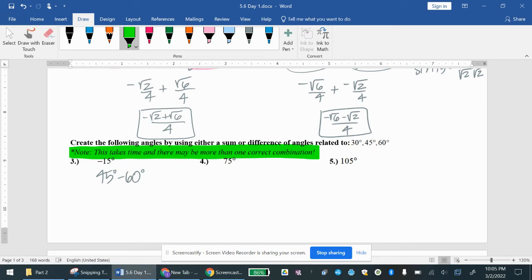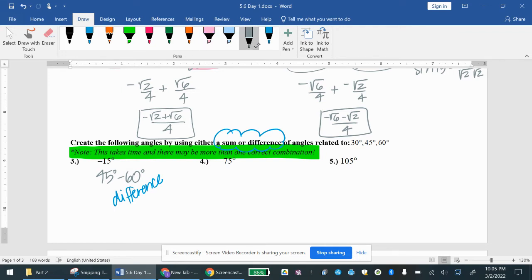Okay, try the same thing for 75. How can I use 30, 60, or 45 degrees to create 75? And remember, you can create a sum or difference. So in number 3, that was a difference. Remember, difference means subtraction.